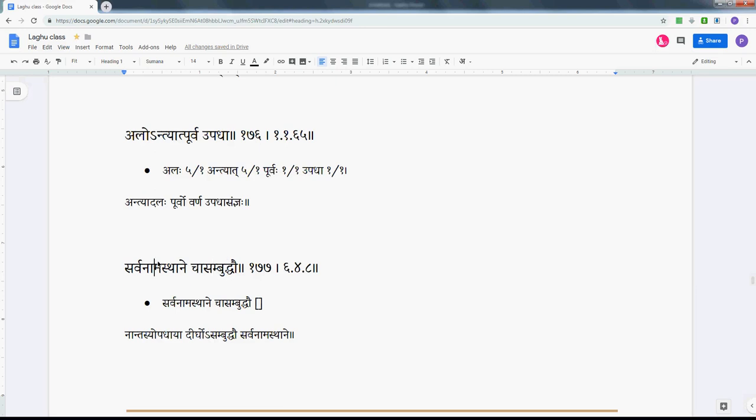Therefore, the first five pratyayas are Sarvanamasthana. But you leave the Sambuddhi aside. So what is left is these four. And in those four sthanas, Sarvanamasthane cha asambuddhau. When Sambuddhi does not follow, in that kind of a Sarvanamasthana, what happens?